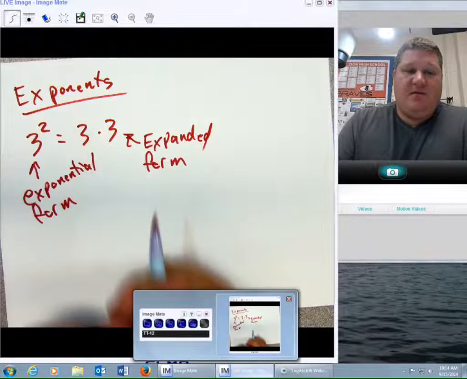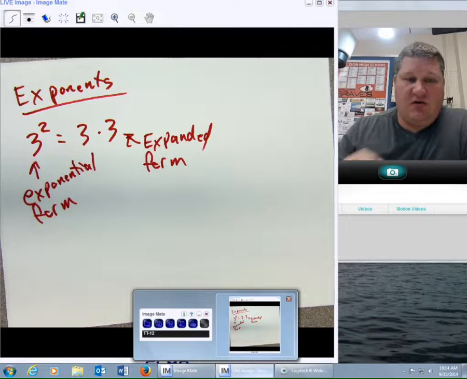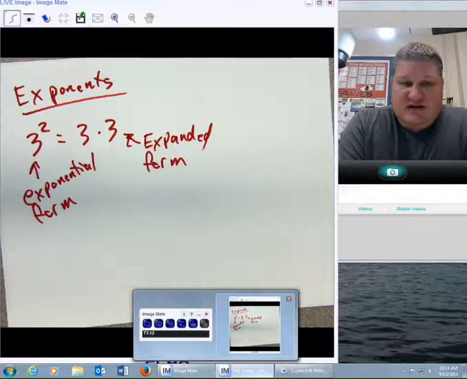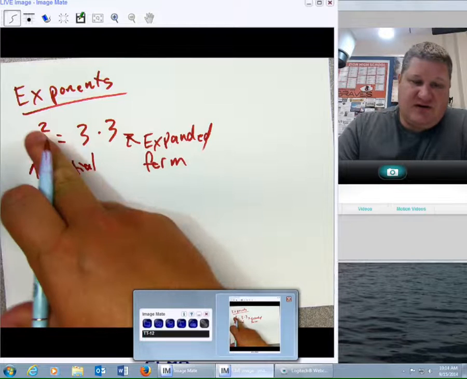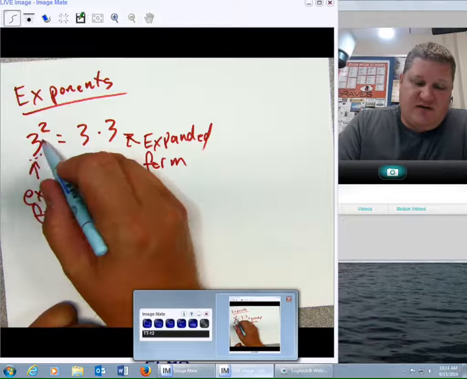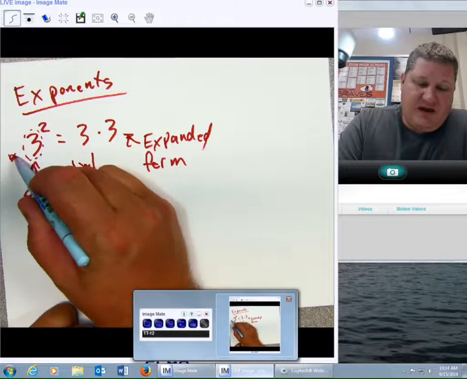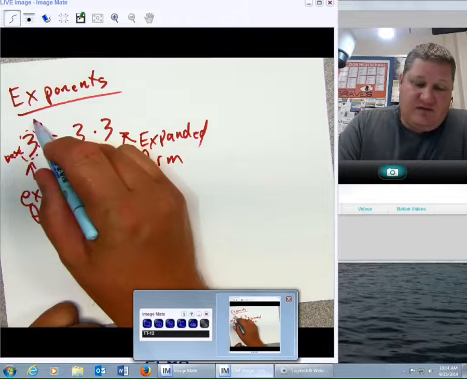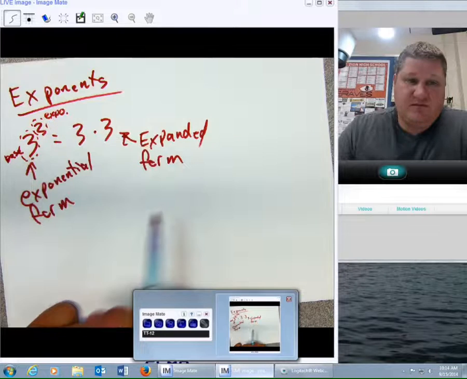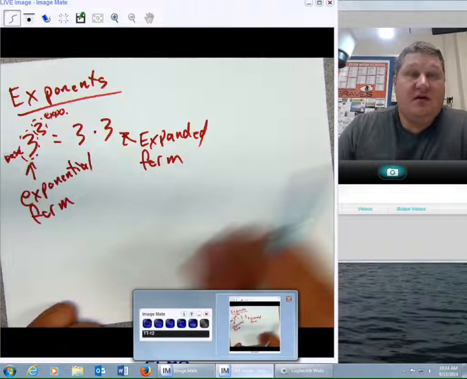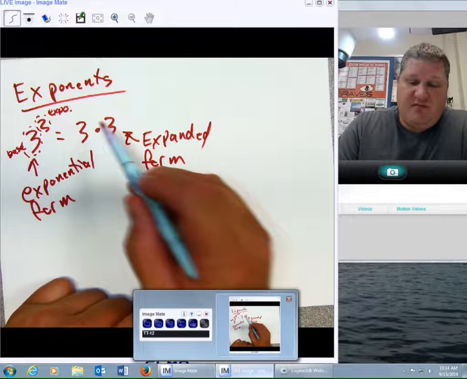Now, that's just two of the things that we have going on. The third thing is when we begin mixing pieces, and we'll get to that in just a little bit. But exponential form has exponents in it. Now remember, this number down here is called the base. This number up here is called the exponent. Now, if you were to expand them, they're simply connected by multiplication.